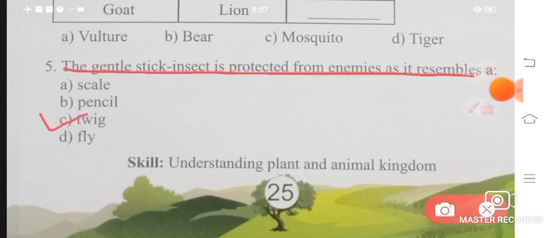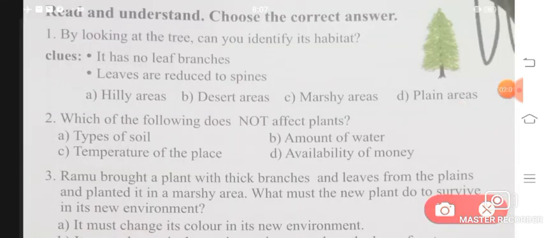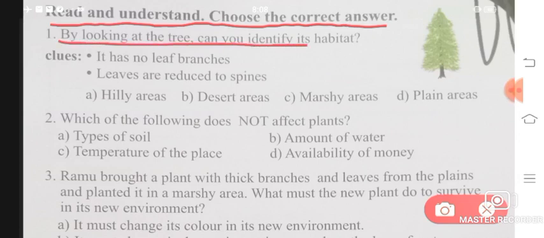Number C. Now page number 26. By looking at the tree, can you identify its habitat? Clues given to you. It has no leaf branches. Leaves are reduced to spines. Answer is number A. Hilly areas.